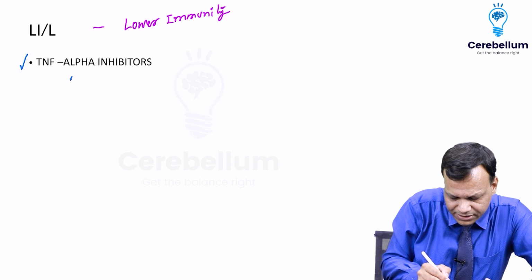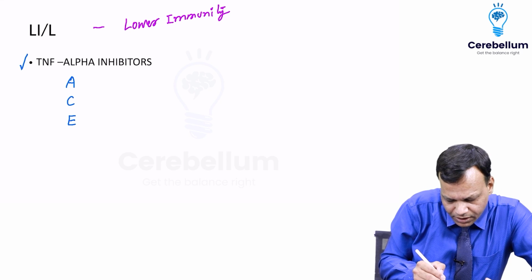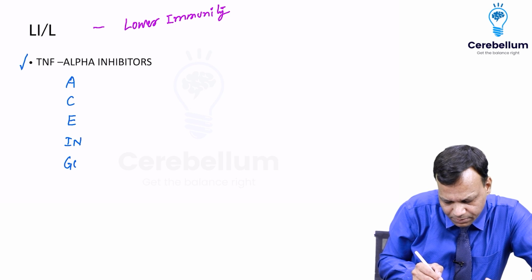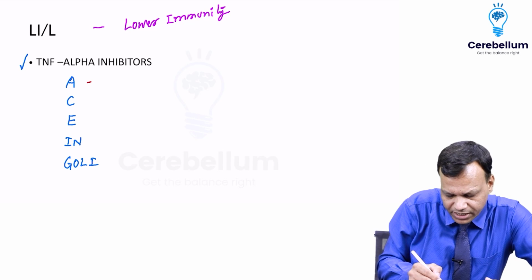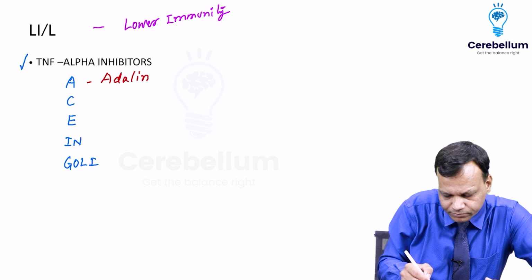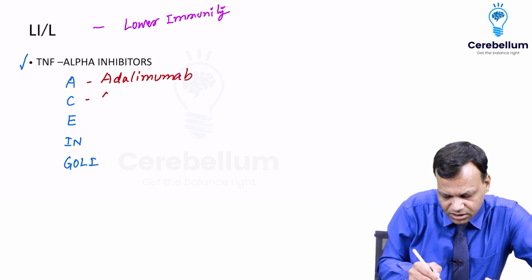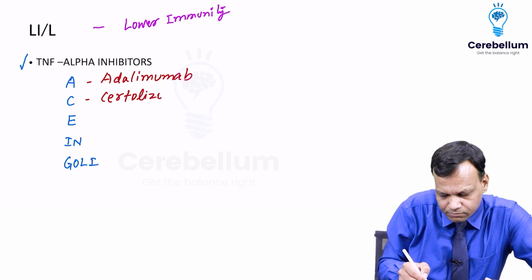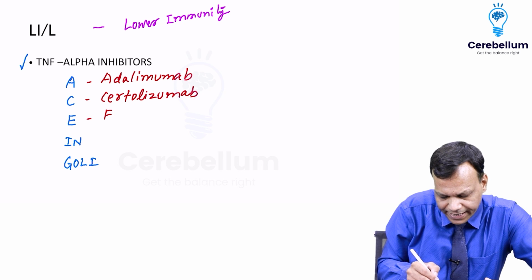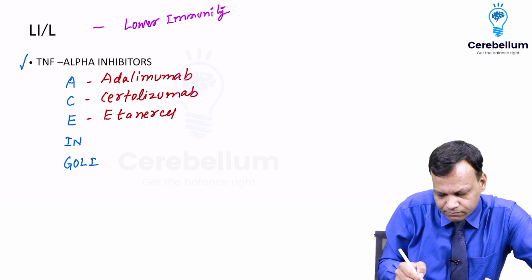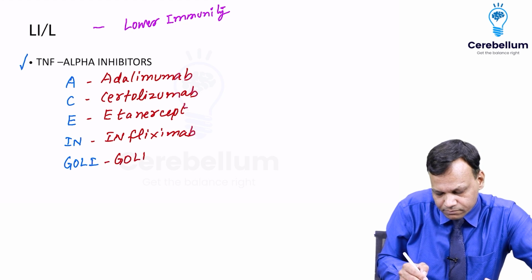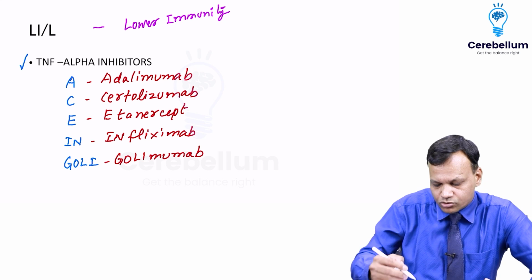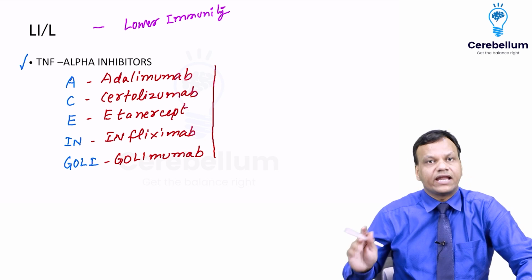You can remember them as ACE inhibitors को गोली मारो. AC inhibitor को गोली मारो. These are the monoclonal antibody against TNF alpha. A stands for adalimumab. C is certolizumab. E is etanercept. In is infliximab. And goli is golimumab. So these are monoclonal antibodies against TNF alpha.